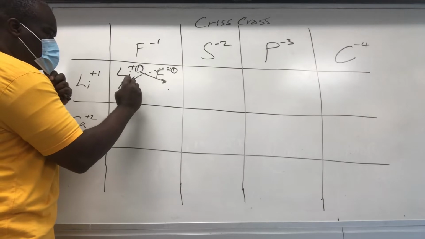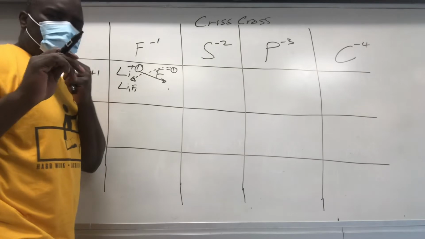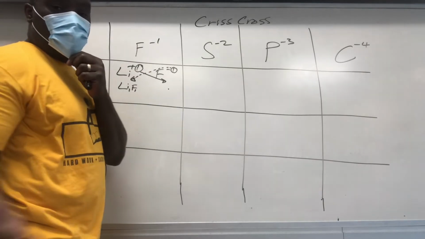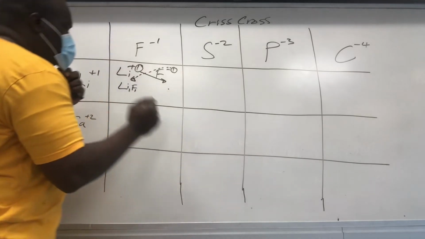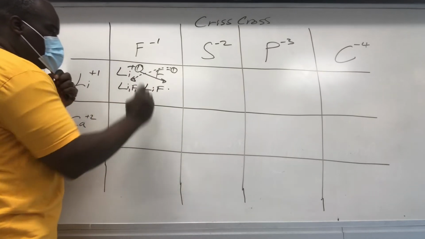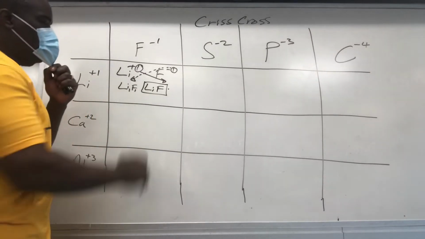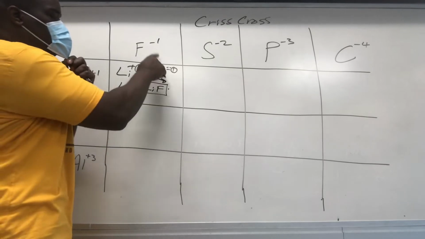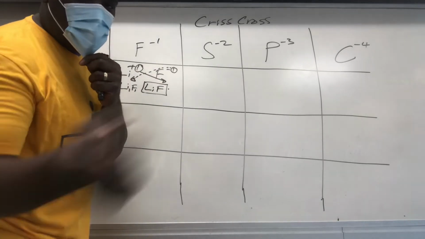So when we switch the ones, we get Li1, F1. Now in chemistry and in math, we really don't show the subscripts if they're ones, so you will be left with simply LiF. LiF is your final answer and you're done. So it's a 1-to-1 ratio, and notice that the charges are balanced: 1 positive to 1 negative, you're good to go. So we'll do some more.